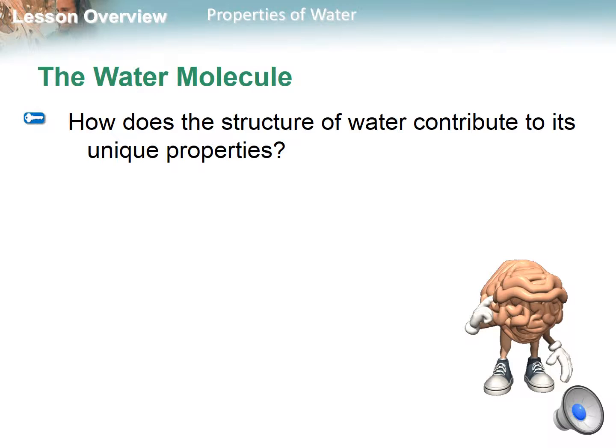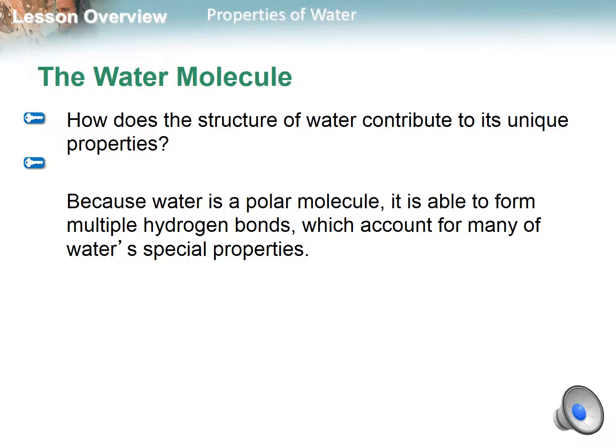How does the structure of water contribute to its unique properties? Well, what do we know about the structure of water, first of all? We know that it's polar, and we know that it can form multiple hydrogen bonds. Do you remember how many hydrogen bonds it can form? Well, it can form 4 hydrogen bonds.